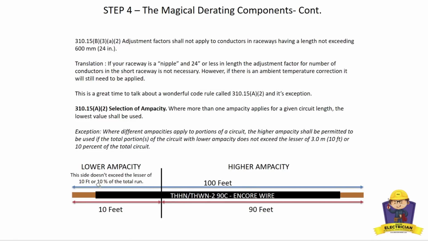I said that wrong. All right, 10% of 100 feet is 10 feet. And actually, it matches the same 10 feet. So both of these are the lesser. It's the lesser of 10 foot or 10%. Well, both of them actually are the same.